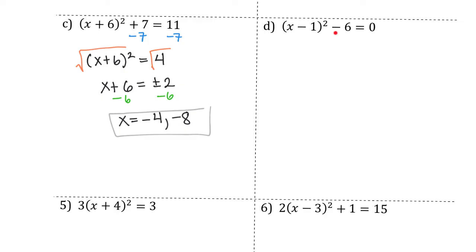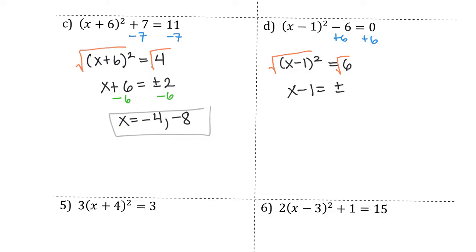Okay, let's try the next one. It's x minus 1 squared minus 6 equals 0. So it's this minus 6 that I don't want there. So I'm going to add it to the other side. Okay, now that I have the part that is squared isolated, I can do square root on both sides. And then I can solve using square root.